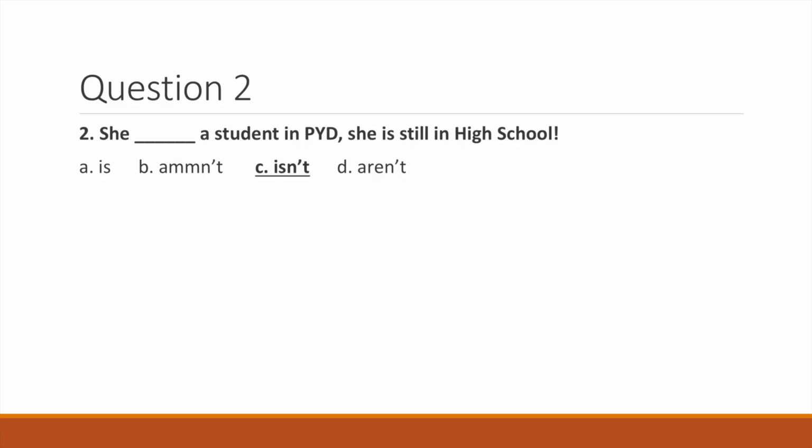Question 2. She blank a student in PYD. She is still in high school. Because we use she as the subject, we have to use is. We know if she's in high school, she can't be a student in the PYD. Therefore, we need the negative, and C is your answer.